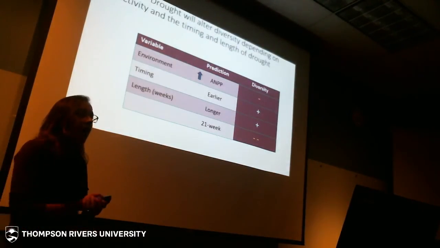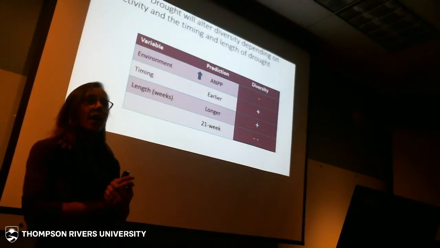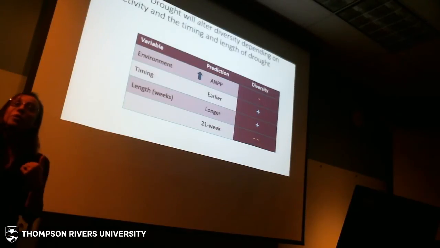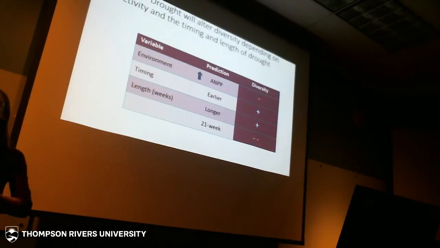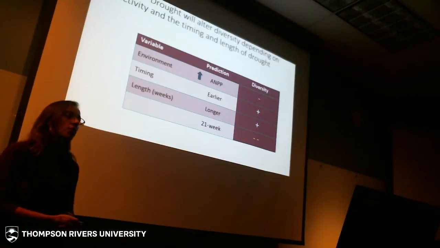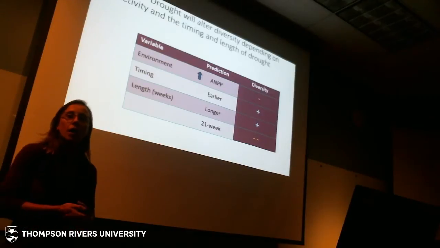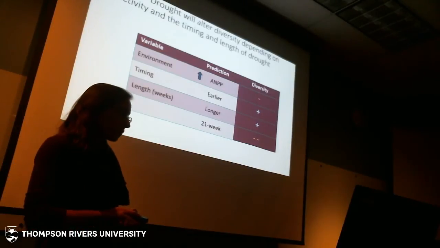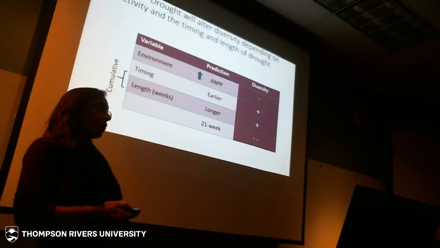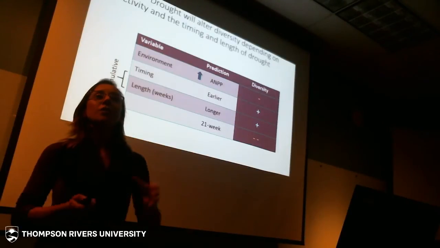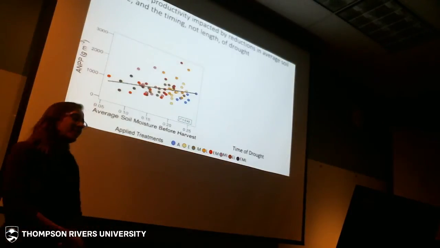And then I thought that longer droughts would have a positive effect because, again, reducing productivity could actually have a positive effect on diversity. And then the 21-week drought, I thought maybe a couple plants would survive, but it wouldn't be very diverse whatsoever. Oh, sorry, I always forget that part. I thought, again, these things would be cumulative. So what did I find?